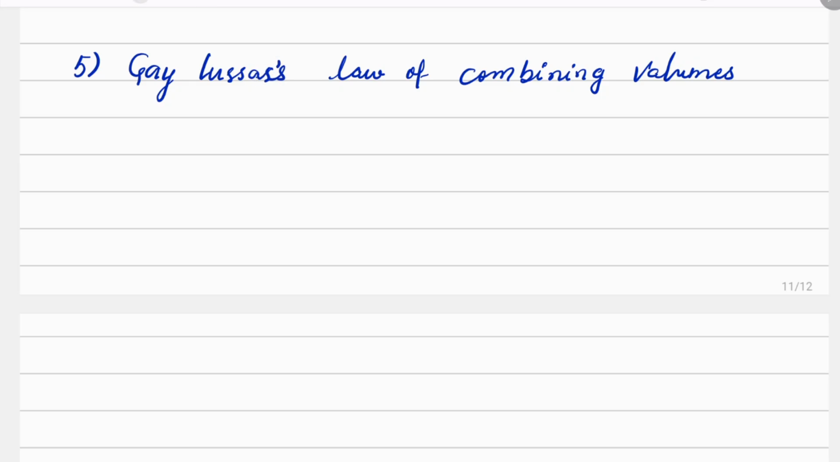This is for gases. When gases combine with each other, what happens with their volumes? So it was given by, as the name suggests, Gay-Lussac. He was a scientist. He gave it in 1808. He proposed this law in 1808.